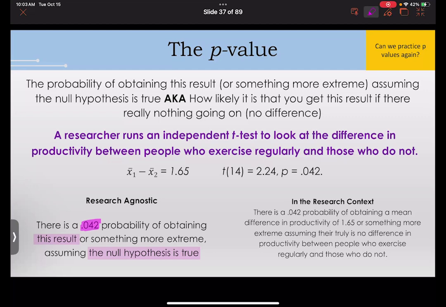So there's a 0.042 probability of obtaining a mean difference in productivity of 1.64 or something more extreme, assuming there truly is no difference in productivity between people who exercise regularly and those who do not. So notice I put the rest of the context in the null. That's fine. It doesn't matter where it goes. I could say a mean difference of productivity of 1.65 or something more extreme between those who exercise and those who do not. That would be fine too. It doesn't matter where it is as long as the full context is somewhere in the interpretation.